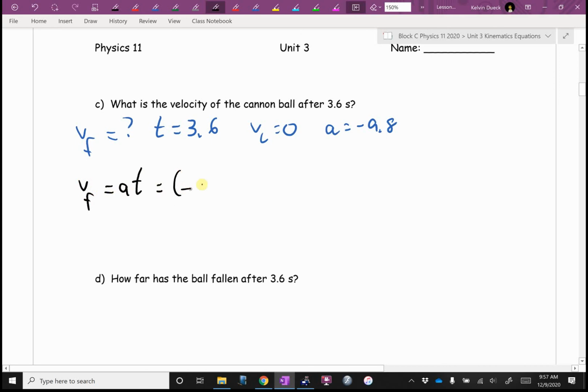So it's going to be negative 9.8 times 3.6, still negative. By the way, what if I get a positive answer? That tells me it's on the way up. That probably means I threw it up in the air before it came back down. We'll look at one like that as well.